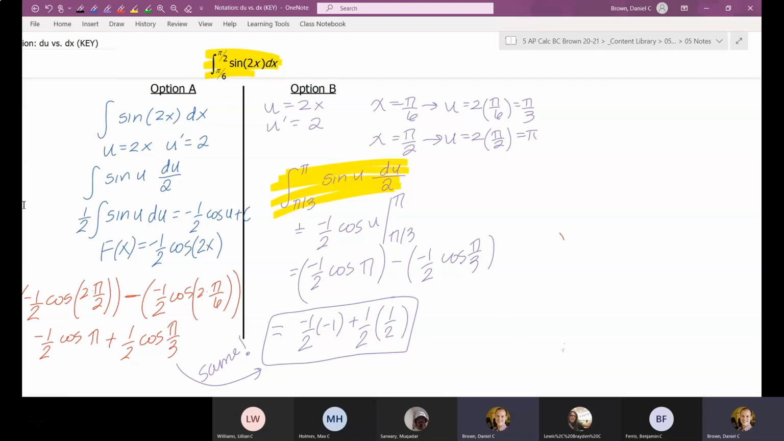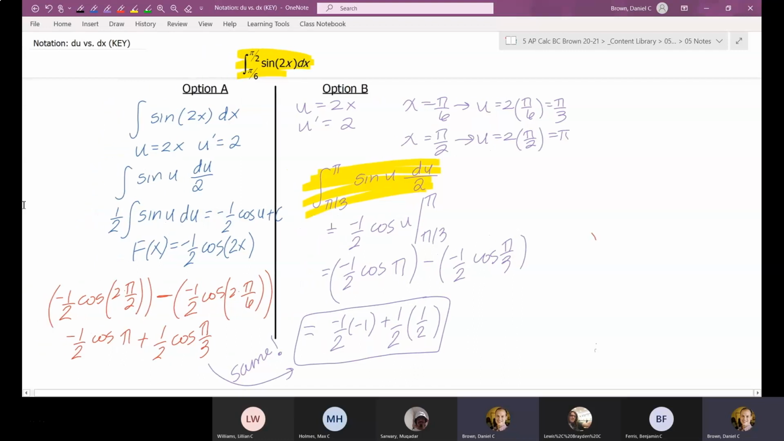There's my work for you to check when you finish. Again, for that first option, I basically just did the antiderivative first, and then once I found that antiderivative, I plugged in the top minus plugging in the bottom. And then the other way is I put everything in terms of u, including the limits of integration. But you see that we do get to the same final answer.